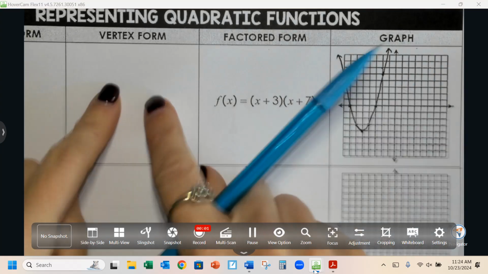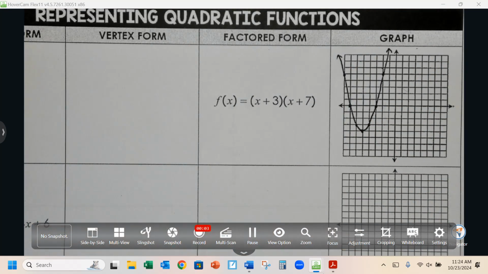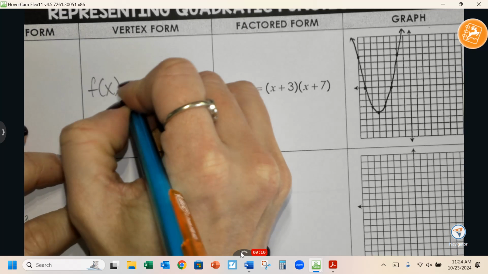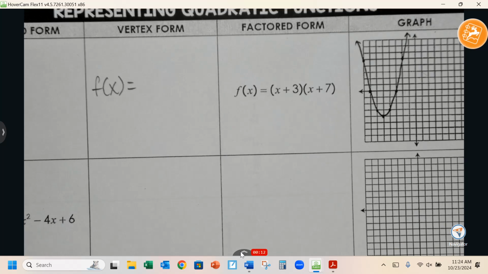Have the graph, I can immediately write vertex form. Everything I need to know to write vertex form is on this graph. So I'm going to jump over here and say f of x equals, y equals, it doesn't matter which one.